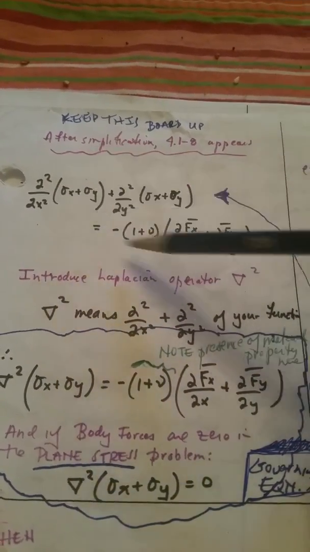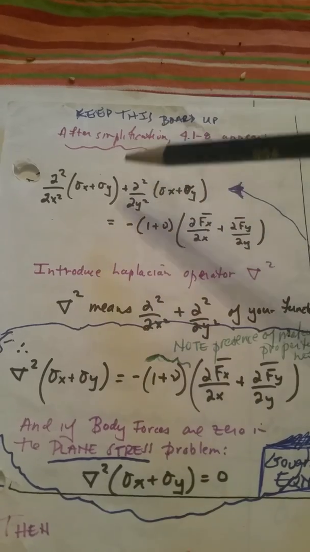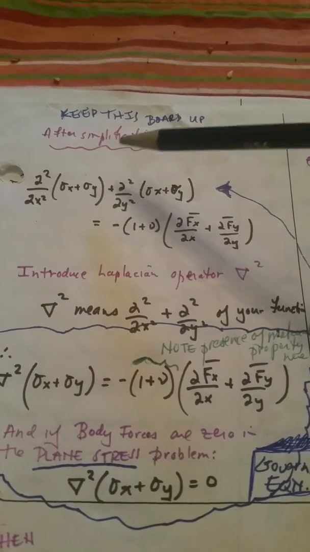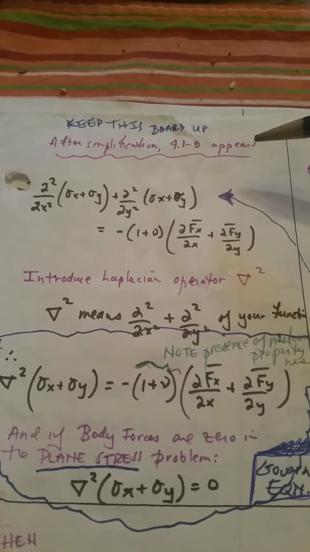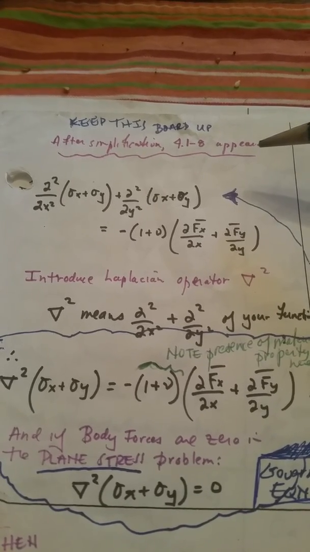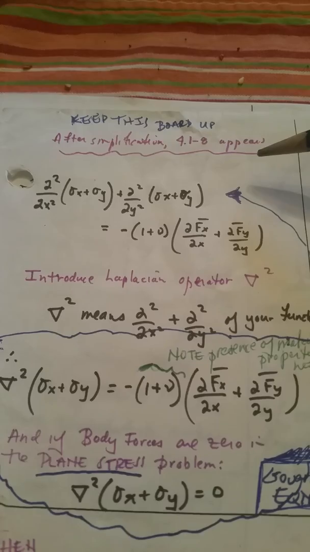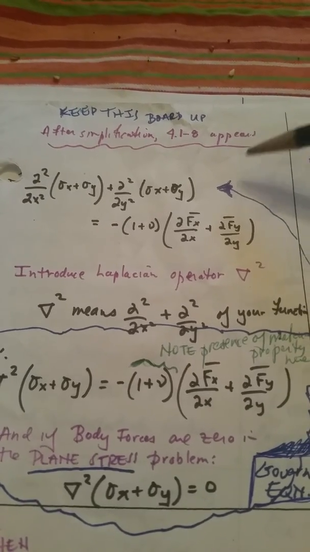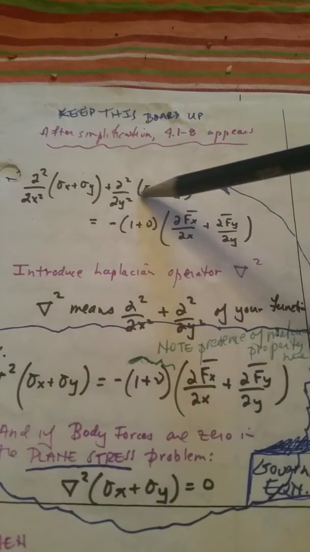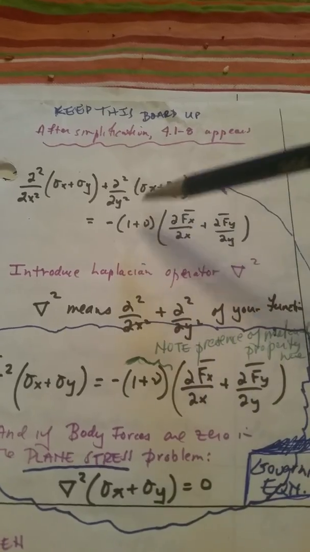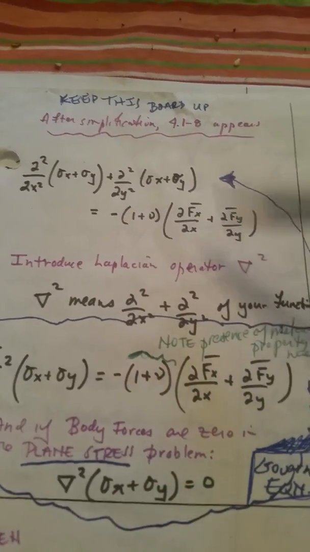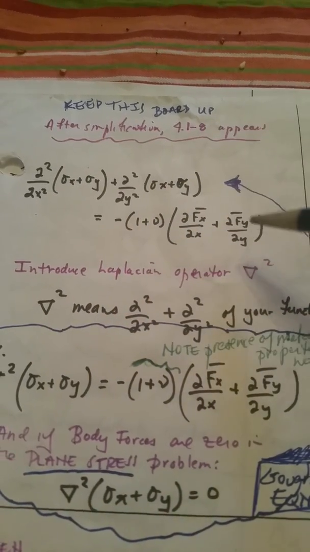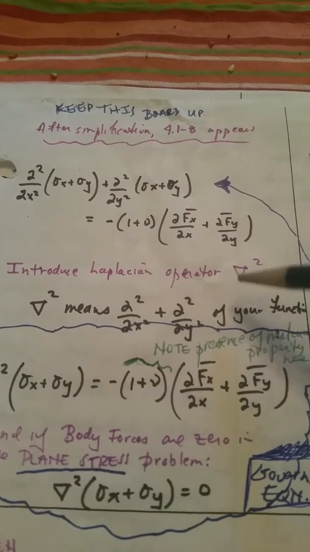Let's take a look at this new equation. It's fairly complicated. Make sure you understand the steps that I took to get here. It was combining the compatibility equation with the equilibrium equation, putting them in the identical format. So we have stresses on the left-hand side, and we have body forces and a material property on the right-hand side. To tighten up the notation, we introduced this Laplacian operator.